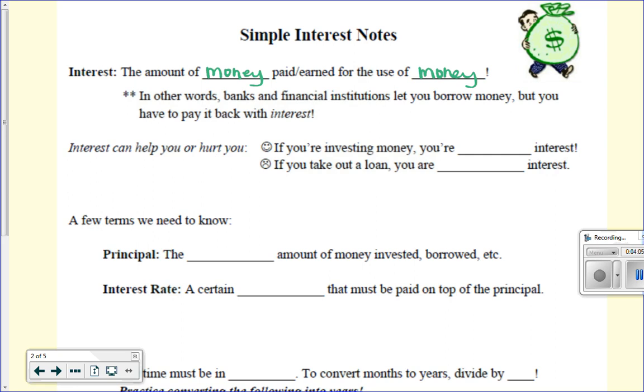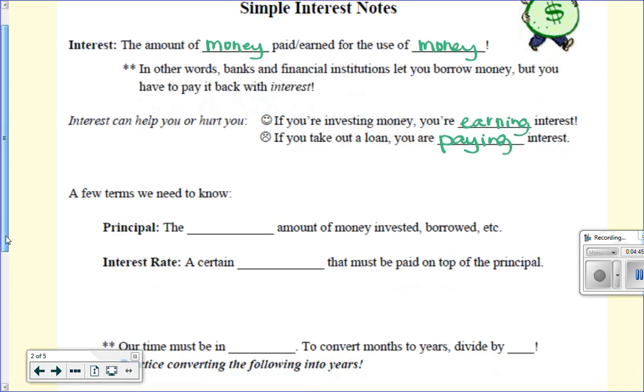So interest can help or it could hurt, okay? If we're putting money into an account and we're investing it, we're hoping it what? It grows over time. So that's money that you are earning. So if you put in $1,000, there's a certain percent that you're going to earn on top of that that's going to be included on top of the 1,000. Okay, so that's good. If you take out a loan, you're going to be paying interest. So they're kind of charging you for taking out a loan. Okay, is that kind of making sense?